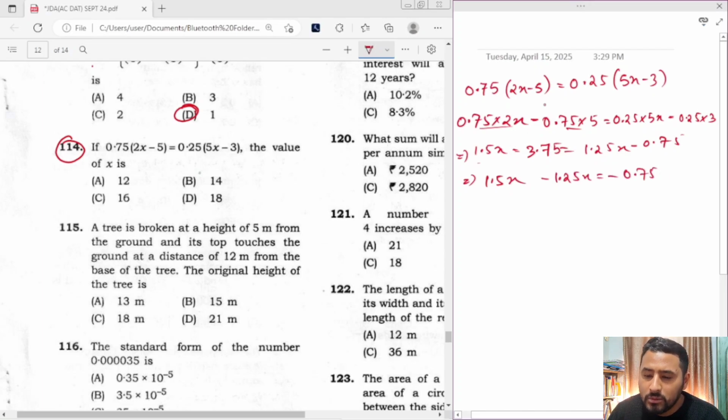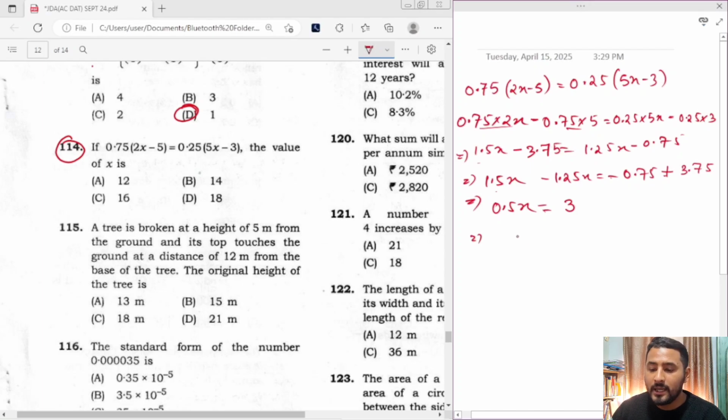The variable one, this will be 1.25x equal to this minus 0.75. This is minus 3.75, which will go here and become plus 3.75. Now solve. See, 1.5x minus 1.25x. The remaining will be how much? 0.5x. Simple subtraction, you can do it. Then minus plus will be minus 0.75 by 3.75. If you subtract 0.75 from 3.75, you get 3 only.